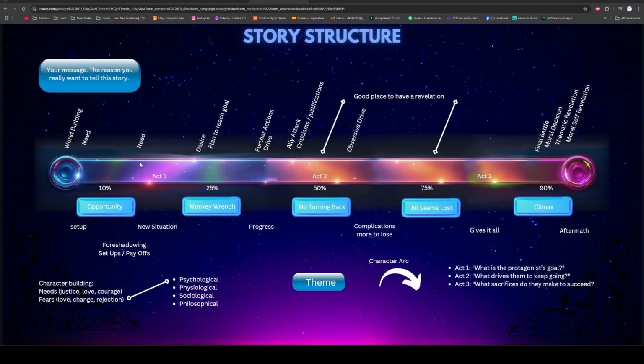And so we still kind of need to hint at a need here. He has a need to have a better relationship with his father. That's kind of hinted at. Anyway, as we propel forward, we need to go into a new situation, and we see that happen. He goes into a new situation.